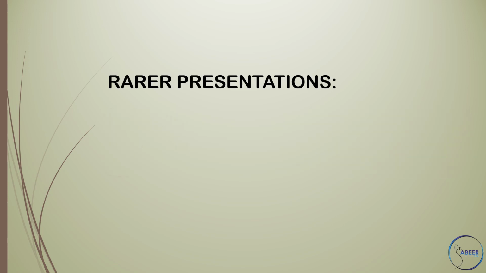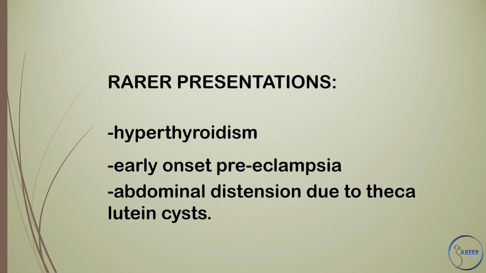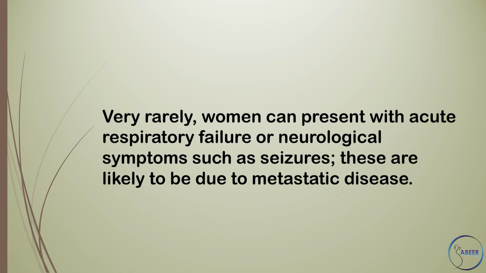Rare presentations include hyperthyroidism, early onset preeclampsia, or abdominal distension due to theca lutein cysts. Very rarely, women can present with acute respiratory failure or neurological symptoms such as seizures, and these are likely to be due to metastatic disease.